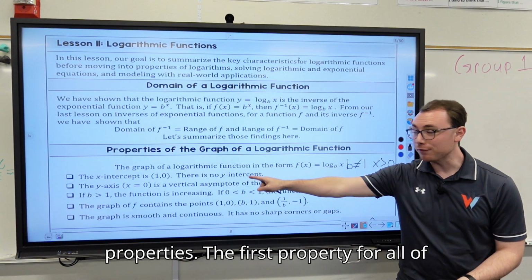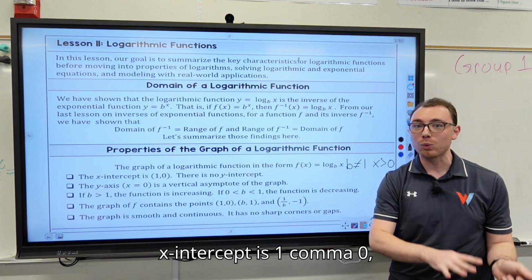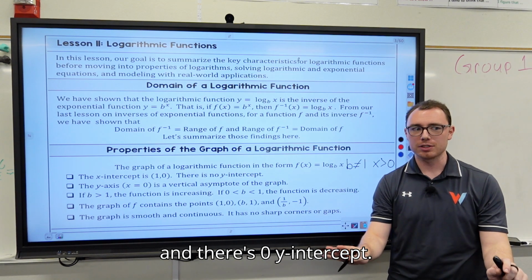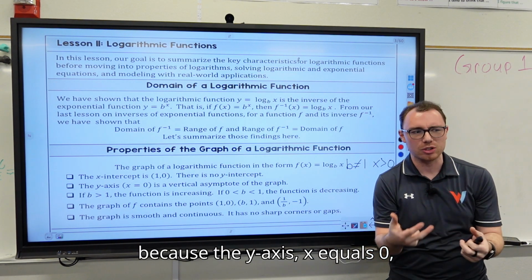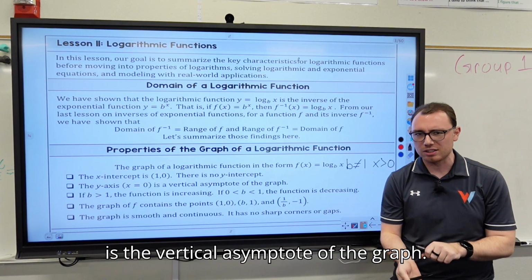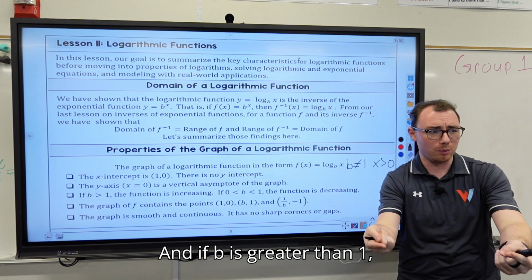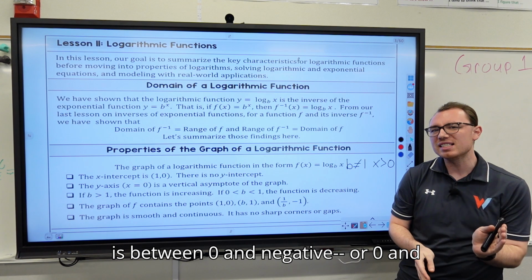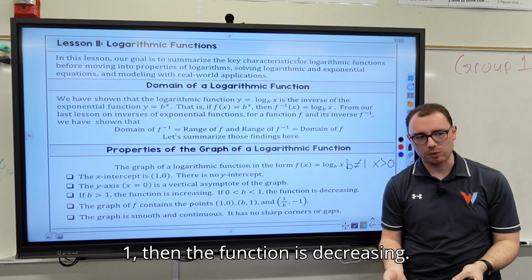The first property for all of those log functions is that their x-intercept is (1, 0), and there's no y-intercept. The reason why there's no y-intercept is because the y-axis, x equals 0, is the vertical asymptote of the graph. And if b is greater than 1, the function is increasing. However, if b is between 0 and 1, then the function is decreasing.